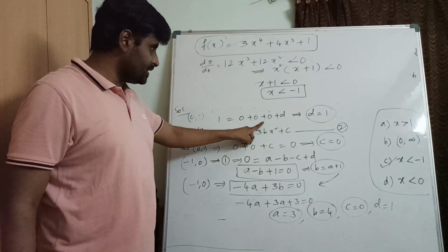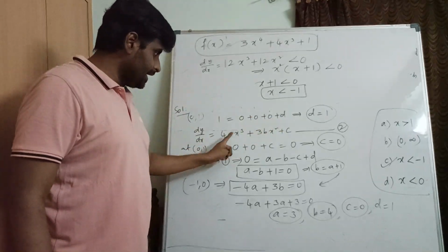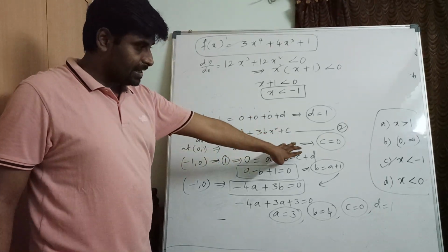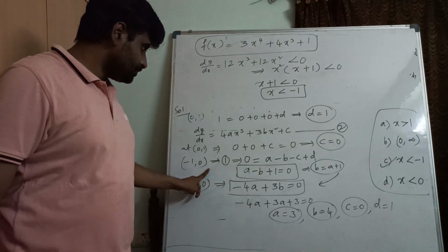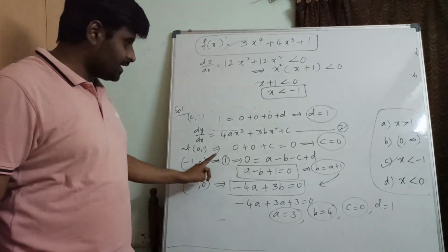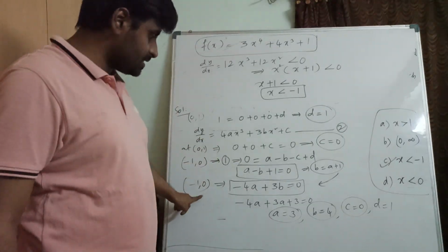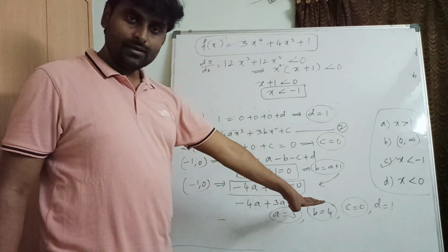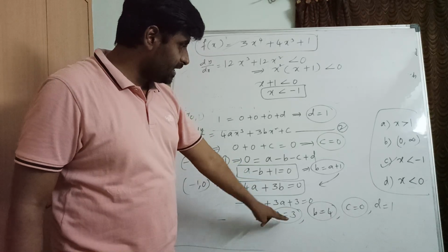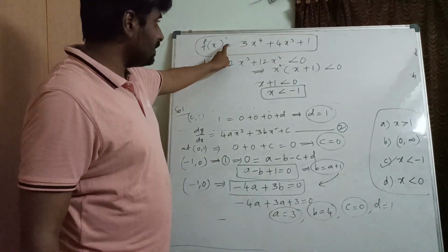Substitute the point (0, 1) in the curve, and we will get one value. Differentiate and substitute the point, and we will get one value. After that, we substitute (-1, 0) and also get one condition. And in the derivative also, substitute (-1, 0), and we will get one more value. Finally, after getting the a, b, c, d values, this function will become the original.